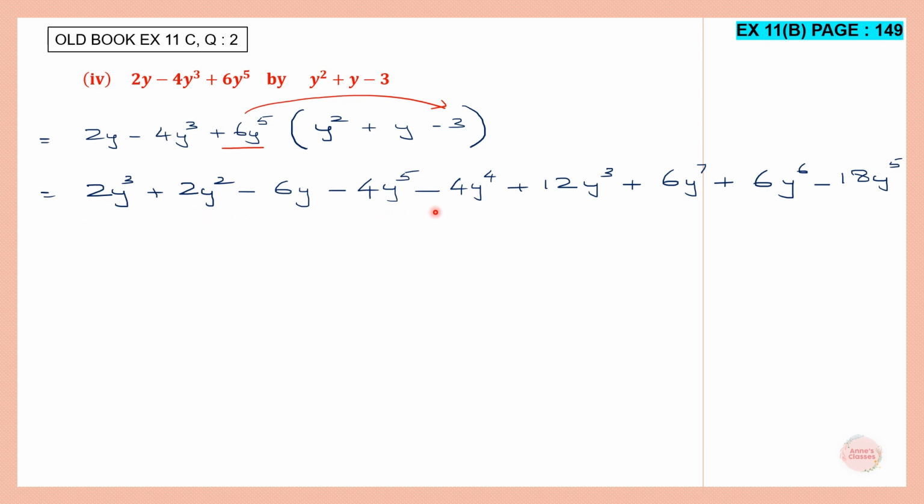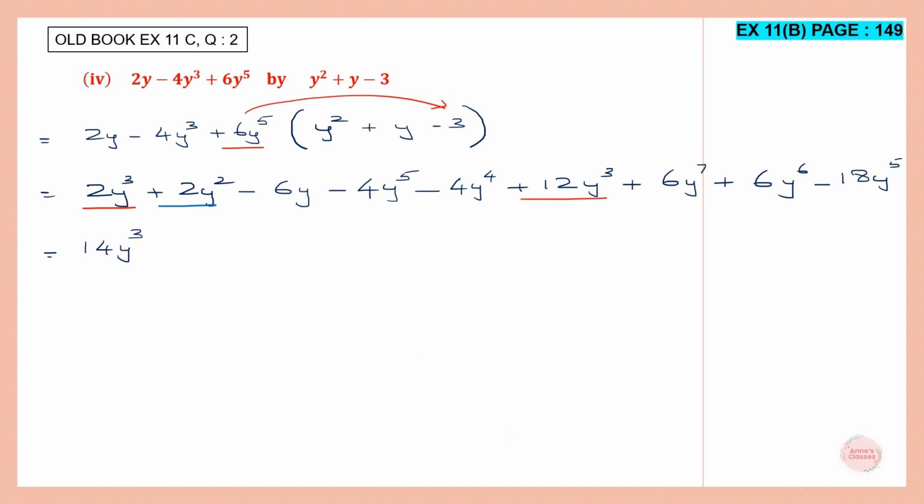So once you get this, you have to start looking for the like terms. So here we have y to the power of 3. Do we have another y cubed anywhere? Yes, here we have a y cubed. So we need to write these two, that is 2y cubed plus 12y cubed. So 2 plus 12 is 14, y to the power of 3. Next, let's look for y square. Here we have a y square. Do we have another y square anywhere else? We don't have. So this we can write it as it is.